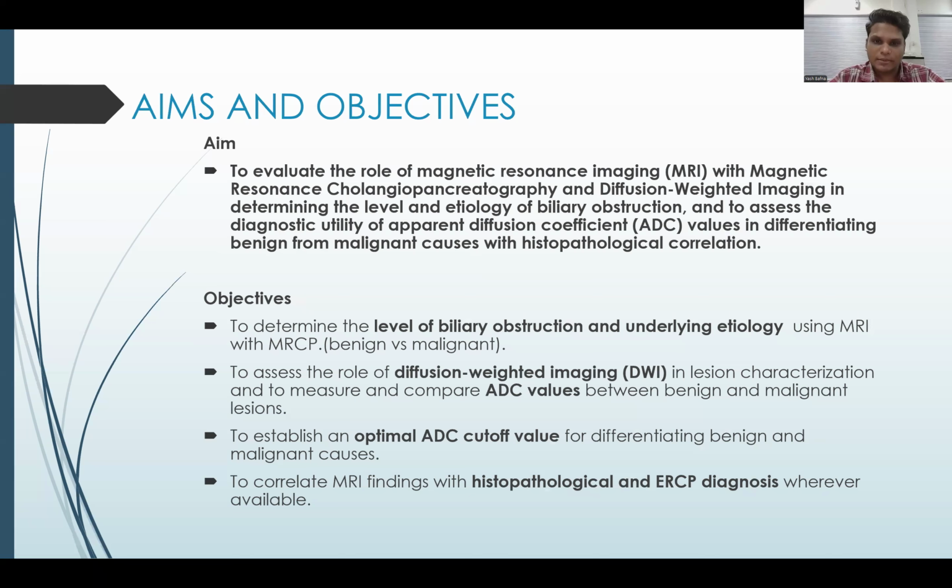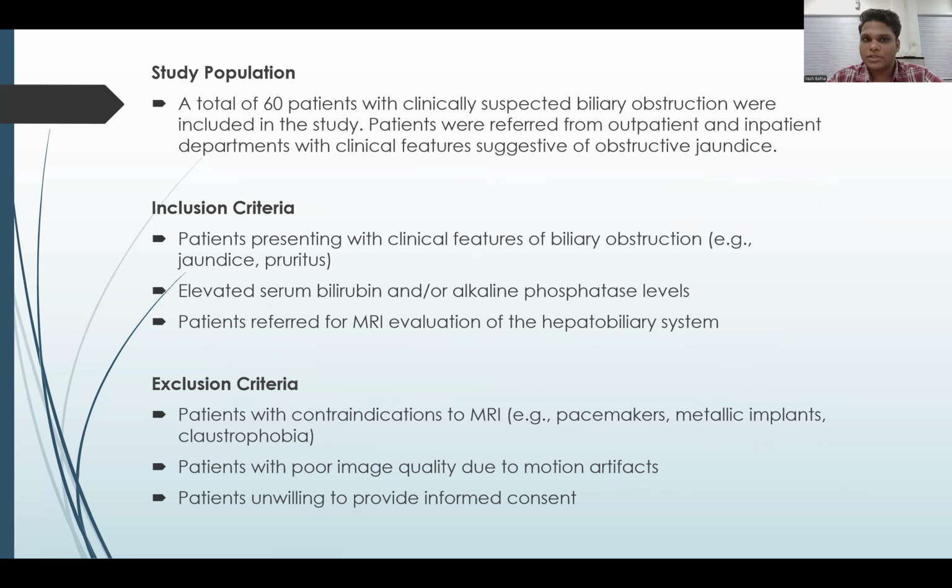and ERCP correlation. So the objectives include to determine the level of biliary obstruction and underlying etiology using MRI and MRCP, to assess the role of DWI in lesion characterization and to measure and compare the ADC values, to establish an optimal ADC cutoff value for differentiating benign and malignant causes, and to correlate the MRI findings with histopathological and ERCP diagnosis wherever possible. A study of 60 patients was taken with inclusion-exclusion criteria.